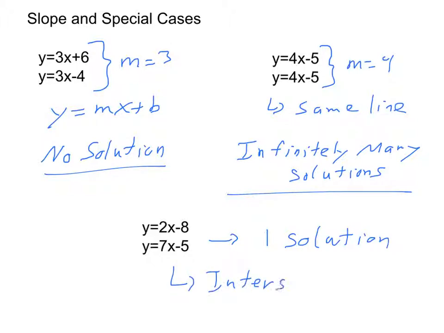Maybe they're perpendicular, maybe they're not. That doesn't make a difference. All that matters is they intersect at one point. And so that's how you can use slope to determine if it's a special case, and if so, which special case we have.